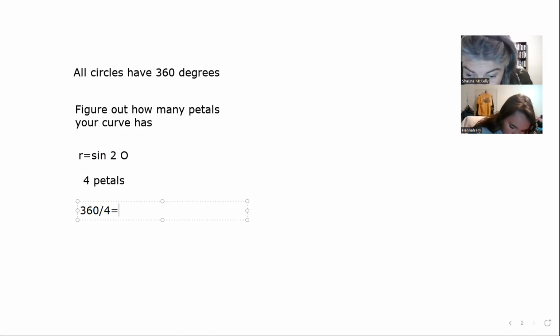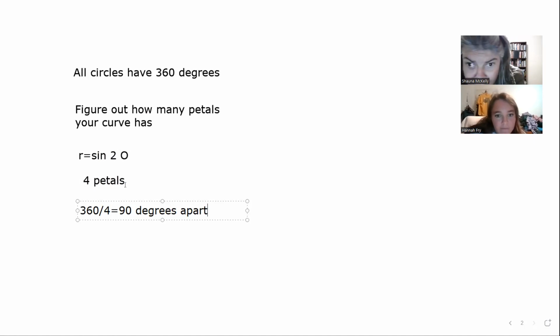That's 90 degrees. Now, here's the deal. This means your petals are 90 degrees apart. Here's the trick, though. When you're doing sine rose curves, you don't have a petal... let me show you. They're 90 degrees apart, yes, which helps you, but you have to place the first one.